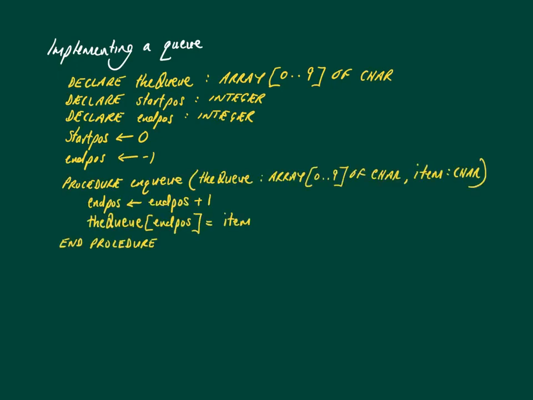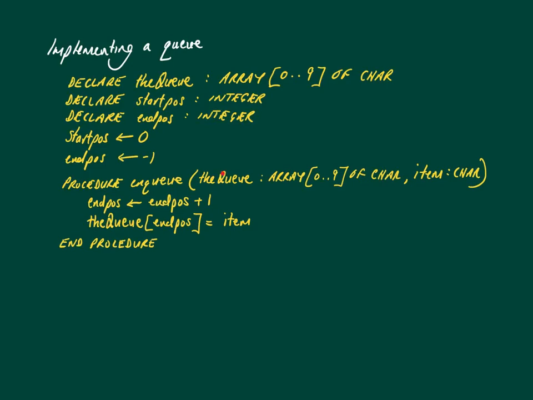So in this procedure, we're enqueuing, so we're adding to this queue array, we're adding this item to the end of the queue. And so the very first thing we do is we increment end position by 1. Remember, it's set up as -1. So to add it to the first element of the array, if we're thinking that queues run from left to right, then we set end position to be 0, and then we assign item to the element position 0 in the array, the queue.